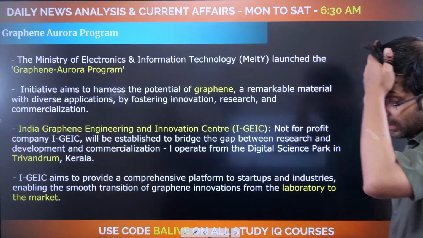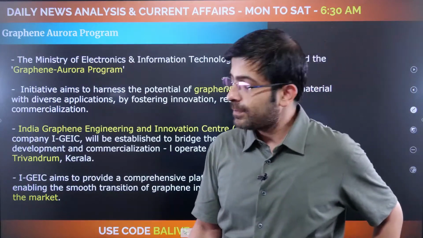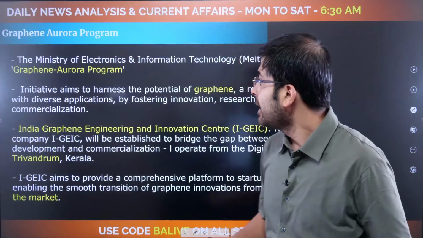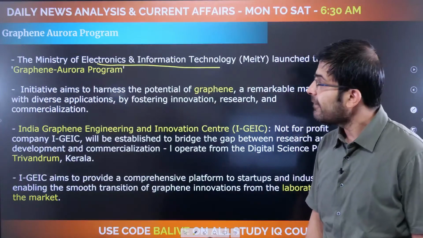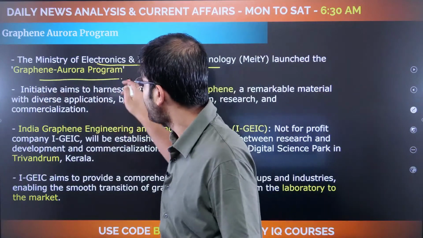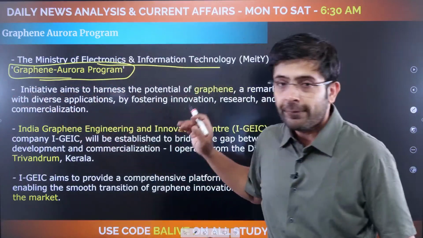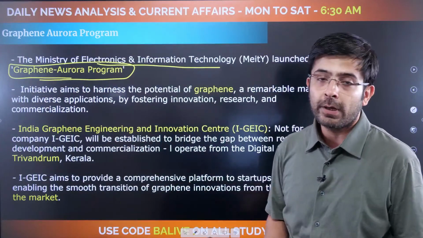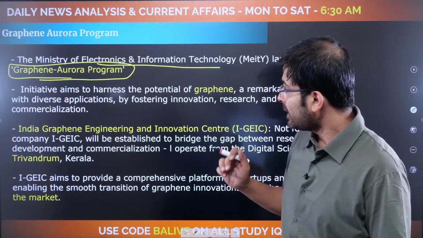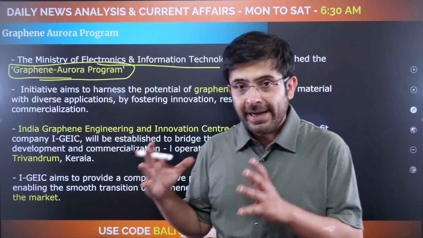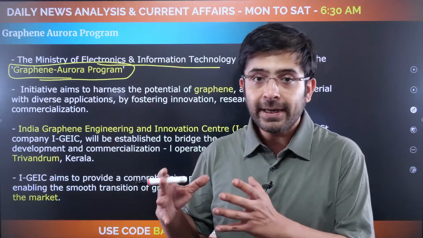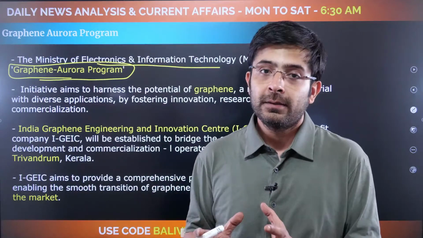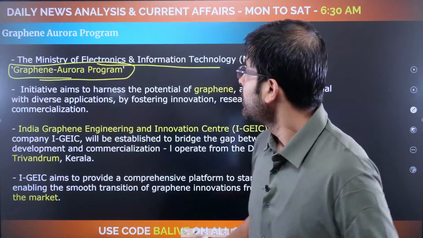So when you consider graphene, the news that we are focusing on today is that the MeitY, the Ministry of Electronics and Information Technology, has announced a Graphene Aurora program. Okay. So first let's understand what the program is talking about, what the policy is. So what does it say? Essentially, from the ideation, once again, up until the market, there is going to be hand-holding for this sector, the graphene sector. Okay. So let's understand this.